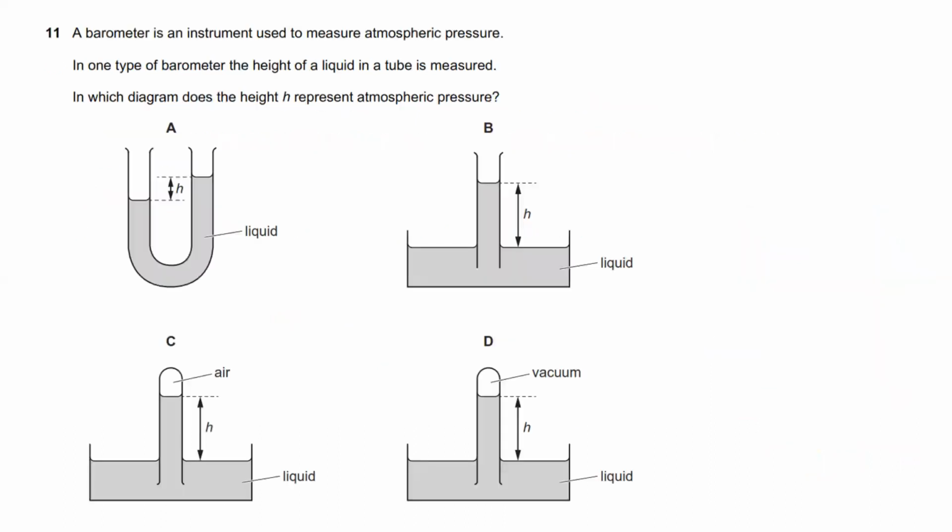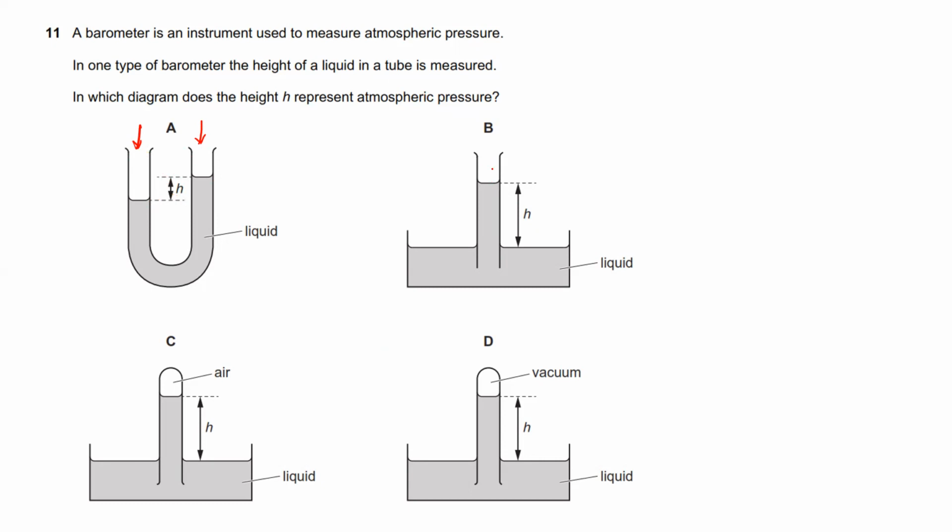Next question. Question number 11, it says that barometer is an instrument used to measure atmospheric pressure. In one of the barometers, the height of the liquid in the tube is measured. In which of the diagrams does the height represent the atmospheric pressure? So remember this is not the case because atmospheric pressure is here, atmospheric pressure is here, so both the pressures are same. So there should actually be no difference in height. A difference in height will result because of a change in pressure at both ends.